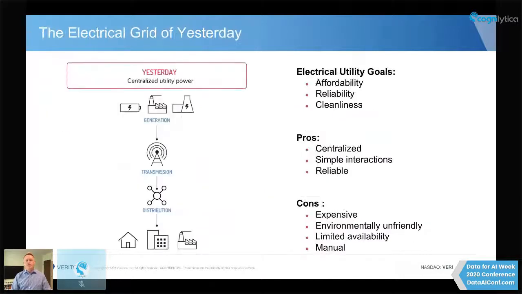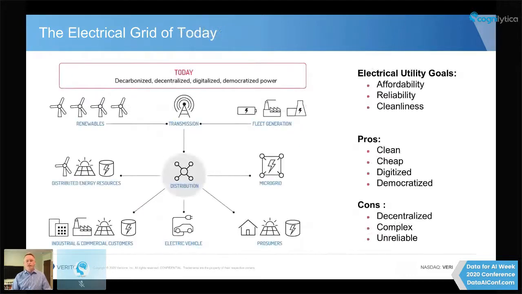When you look at the grid of yesterday, it was extremely simple. You had one-way power. You had your coal or gas plant, centrally located to your city. You would flip the switch, the coal would start burning, and the lights would come on in your house. Very, very simple. But the downside is that it was very expensive because it was very manual to run. It is also environmentally unfriendly, and because of limited availability, it is not sustainable.